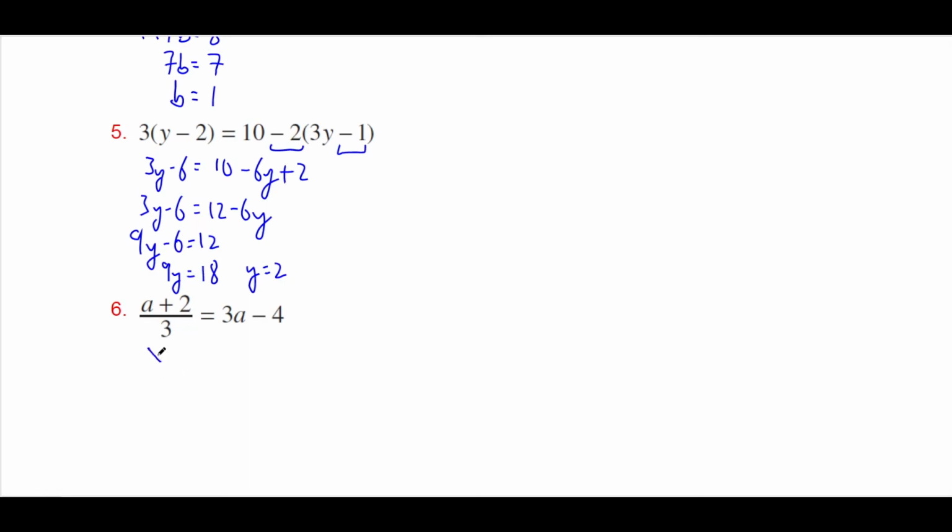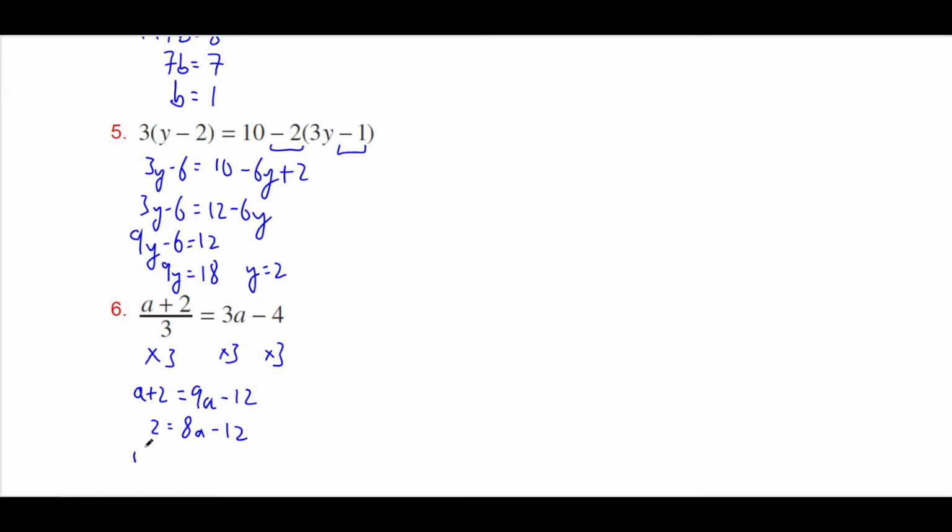okay, so what I recommend is multiply everything by 3 to get rid of the fraction. So then what I'm left with is a plus 2 is equal to 3a plus times 3 gives you 9a, minus 4 times 3 gives you minus 12. And then this just becomes an easier question. So here I would actually take away a from both sides, just so that the coefficient of a becomes positive. Stays positive.